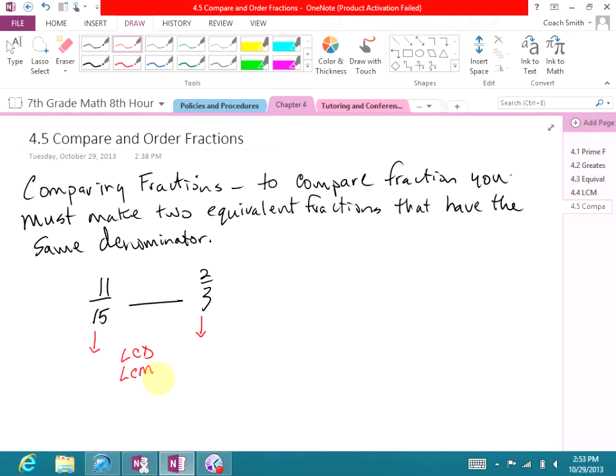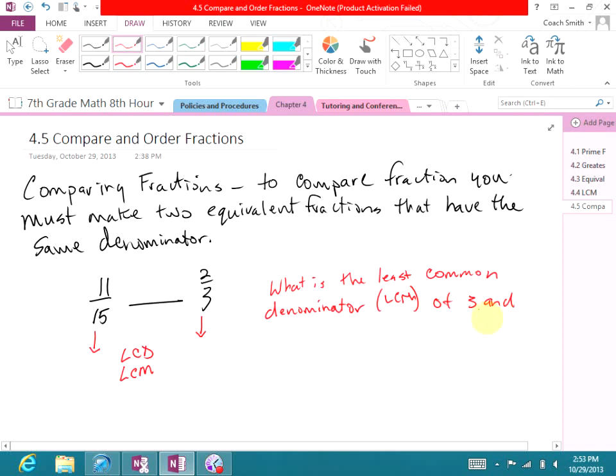What they want to know is what is the least common denominator, also known as the LCM, of 3 and 15. In other words, if I was to count by 3s and I was to count by 15s, which number do I run into first?